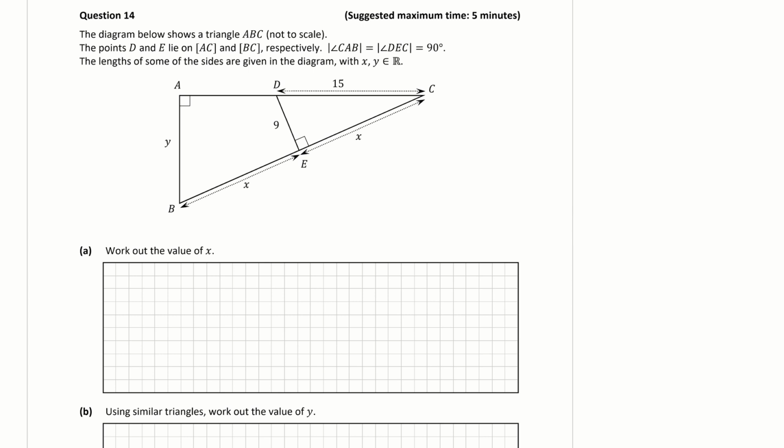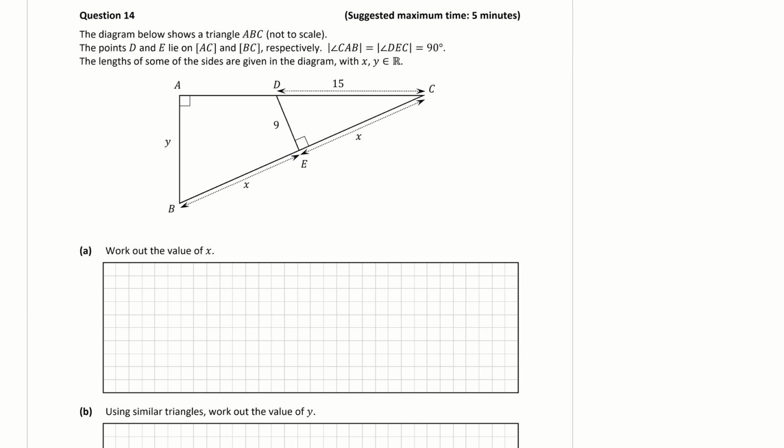Question 14. The diagram below shows a triangle ABC, not to scale. The points D and E lie on AC and BC respectively. And then it's telling us that these two angles are equal to 90 degrees. The lengths of some of the sides are given in the diagram. Work out the value of x.